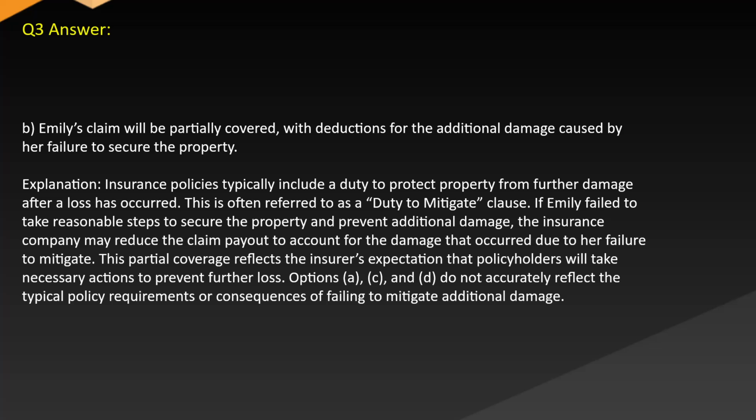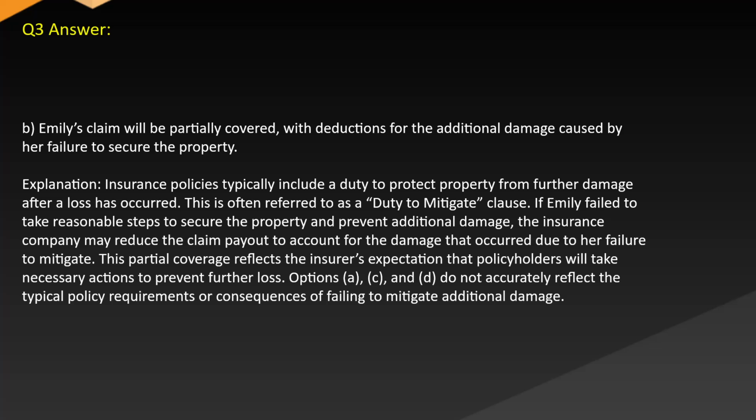Answer: B. Emily's claim will be partially covered, with deductions for the additional damage caused by her failure to secure the property. Explanation: insurance policies typically include a duty to protect property from further damage after loss has occurred. This is often referred to as a duty to mitigate loss. If Emily failed to take reasonable steps to secure the property and prevent additional damage, the insurance company may reduce the claim payout to account for the damage that occurred due to her failure to mitigate. This partial coverage reflects the insurer's expectation that policyholders will take necessary actions to prevent further loss.